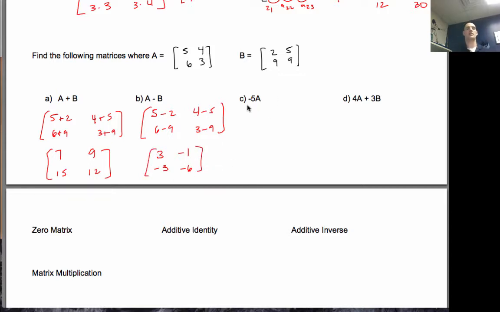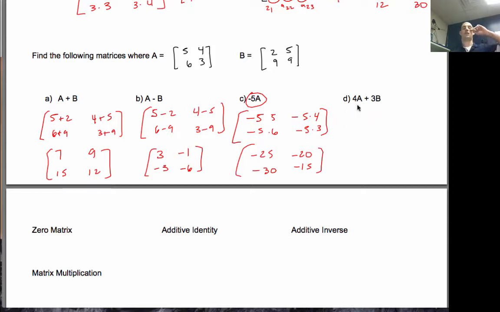Simplifying those elements individually. Negative 5a is a scalar, so I'll have negative 5 times 5, negative 5 times 4, negative 5 times 6, negative 5 times 3. So we have negative 25, negative 20, negative 30, and negative 15. That's a scalar. The next one would involve multiplying a scalar by each of them and then going ahead and adding them. So I'm going to put 4a over here: 20, 16, 24, 12.